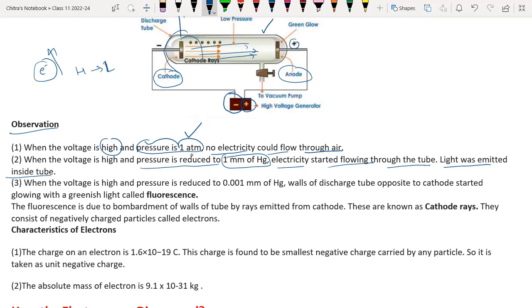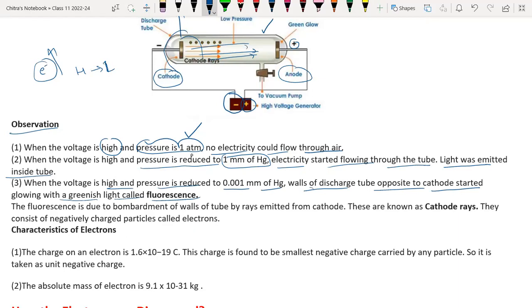Third: when the voltage is high and the pressure is reduced to 0.001 mmHg. Again we have reduced the pressure because we have the pump, so as per our wish we can reduce the pressure inside the tube. The wall of the discharge tube opposite the cathode started glowing with a greenish light called fluorescence.